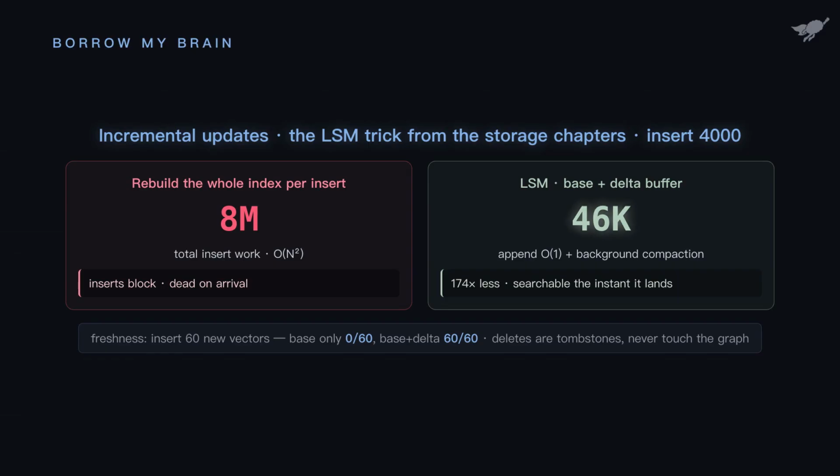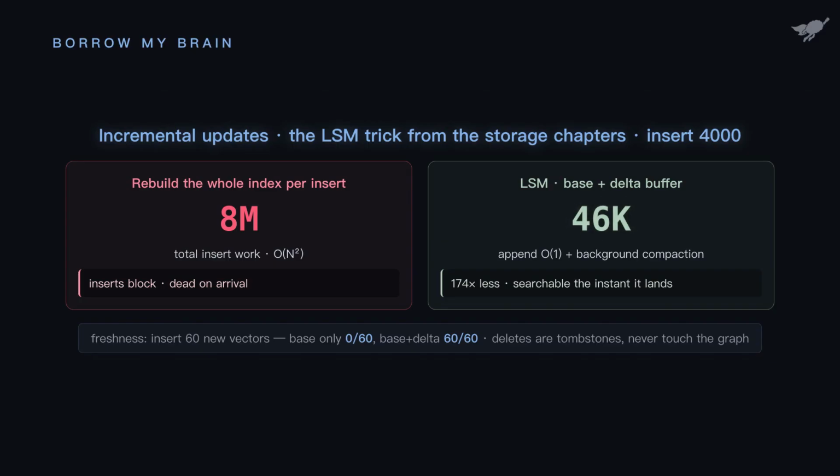More important is freshness. I inserted 60 new vectors, querying the base alone. Not a single one could be found, because the base was built before they arrived. Query the base and the delta together, and all 60 turn up, searchable the instant they land.